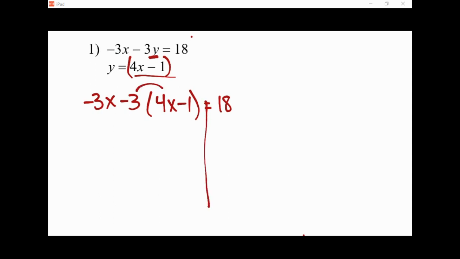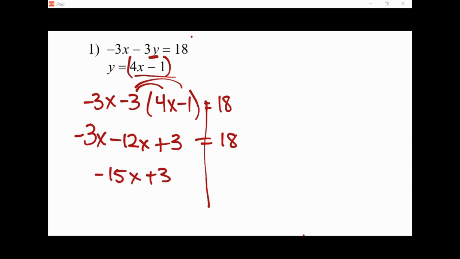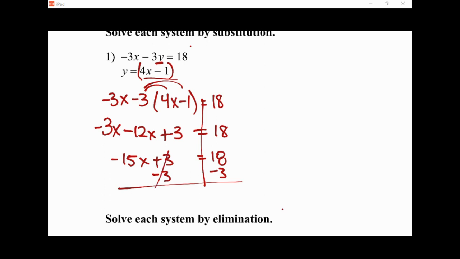So then I just have to solve this for x, and it's always kind of the same steps. I distribute first. So I multiply -3 by everything in the parentheses. Then I combine like terms. And then I can solve. So I'm going to subtract 3 on both sides. I get -15x equals 15. And if I divide both sides by -15, these cancel and I get x equals -1.